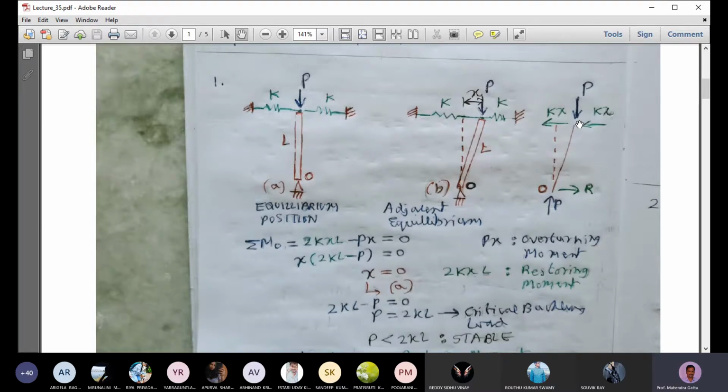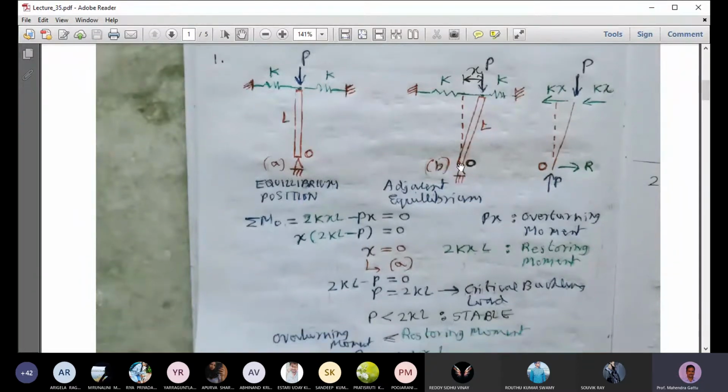Now we can find the overturning moment, which will try to topple the column and make it deform more and more away from the initial configuration. That toppling moment is P into the lever arm, so P into x. And we can find the restoring moment. The spring force will try to restore this column back to its original undeformed shape. That restoring force is kx plus kx into the lever arm. This is a small angle, so we can approximately keep it L. So the restoring moment is 2kx into L.